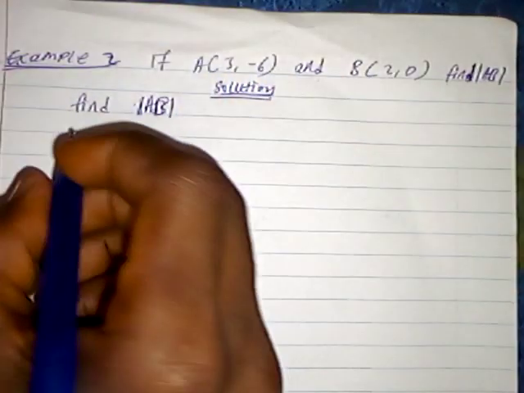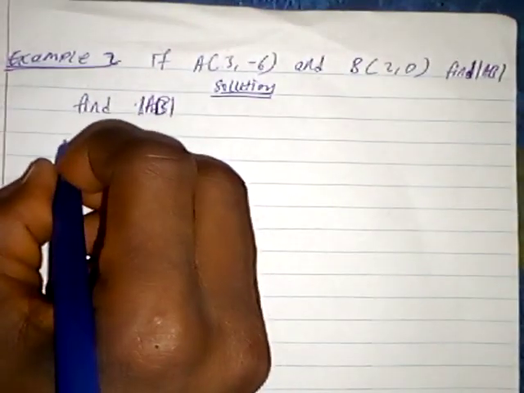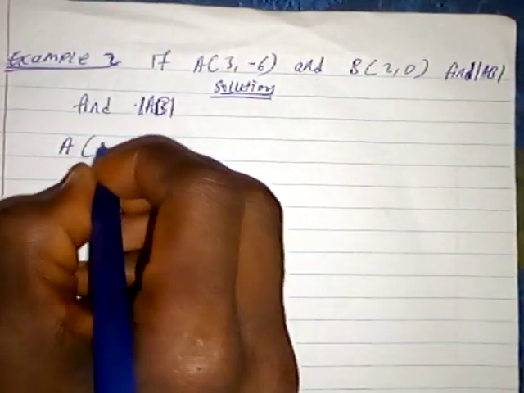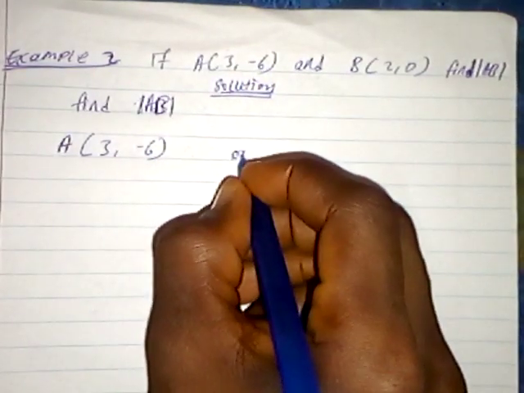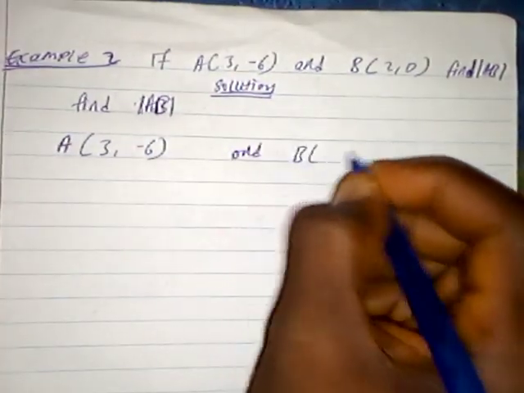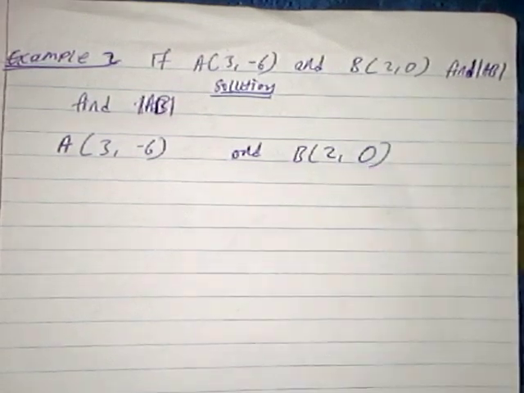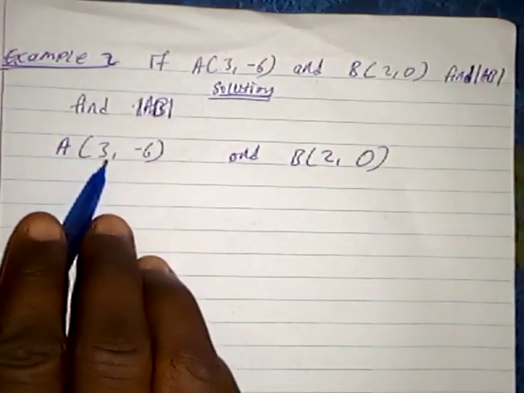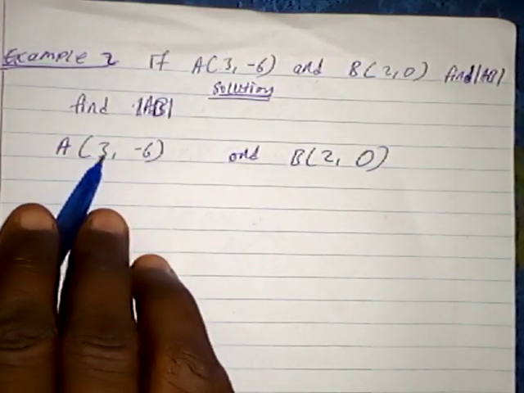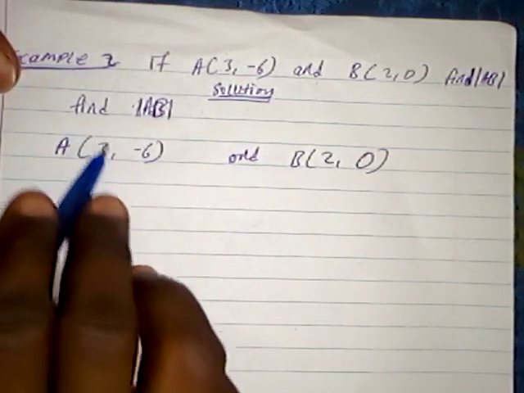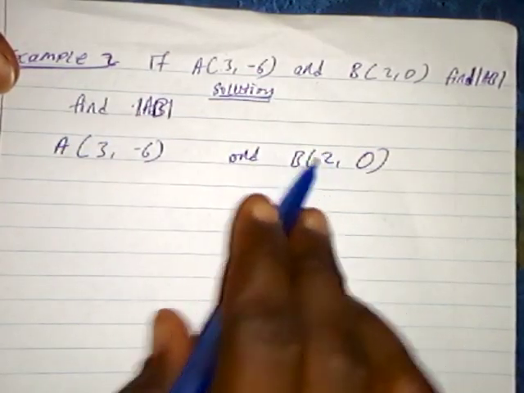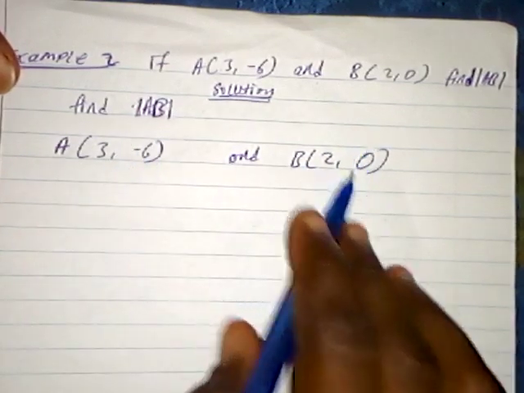What are we going to do? See here. First, let us put the coordinates. It's the same steps we are going to do. A is 3, minus 6. You see this first coordinate, and B is what? 2, 0. What are we going to do? Always the first number is supposed to be what? X. This is the first X. The second here is the second X. This is the first Y. This is the second Y.